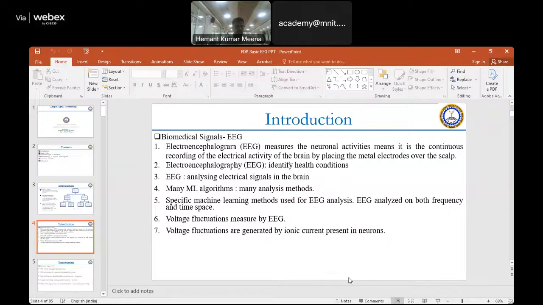When you go through it, it is basically very, very small. It is the microvolt, right? That's why very, very sensitive electrodes are there. Yes, absolutely. Voltage fluctuations are generated by ionic current present in the neurons. It is 10 to 100 microvolt. That's why very, very sensitive devices are there.